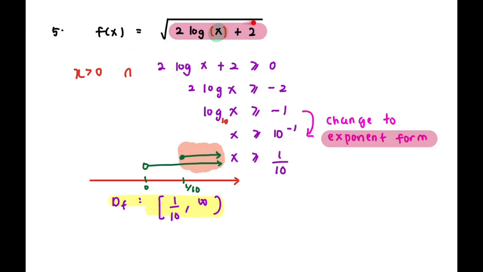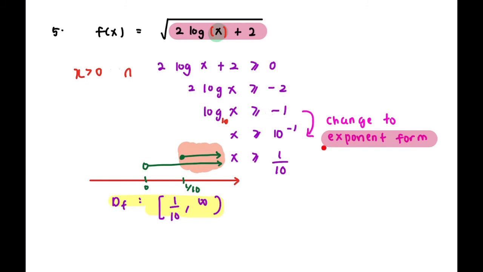f(x) equal to square root of (2 minus log x) plus 2. So this question is a bit complicated because it involves a log function and also a square root function. So let's do one by one. Let's focus on the log. So the argument here must be more than 0. And we need to intersect with the square root function. So the term under the square root must be more or equal to 0. So let's solve this. Bring this 2 here to the right hand side. And then bring this 2 to the other side. It becomes minus 1.